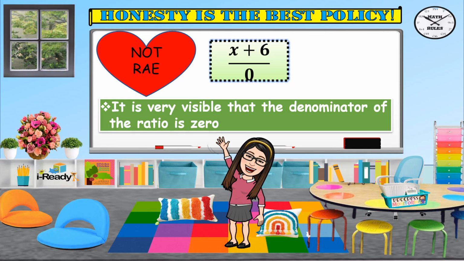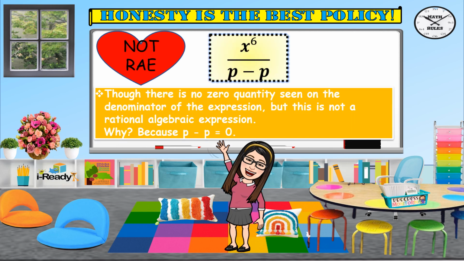How about this one? So, we have x plus 6 all over 0. It is very visible that the denominator of the ratio is 0. Yan, kaya po siya na-try. As you can see here, yung x raised to the 6th power all over p minus p, though there is no zero quantity seen on the denominator of the expression, but this is not a rational algebraic expression. Why? Because p minus p will give you 0.